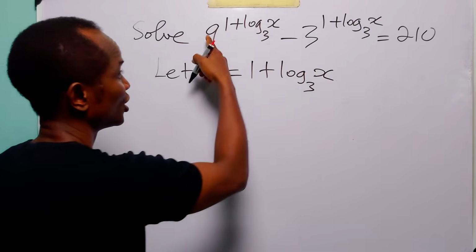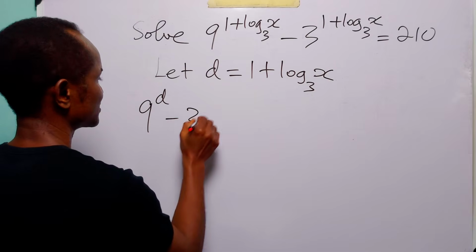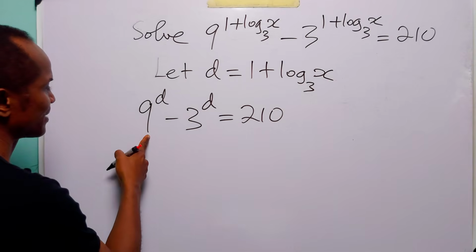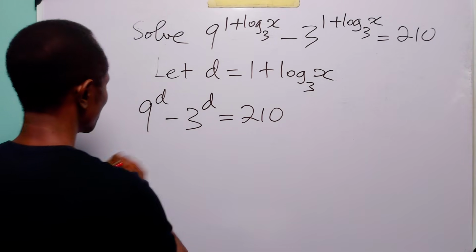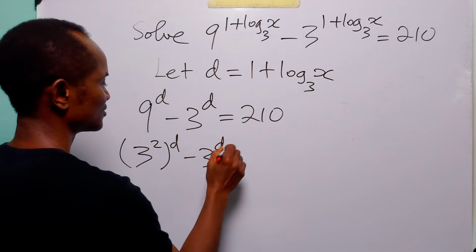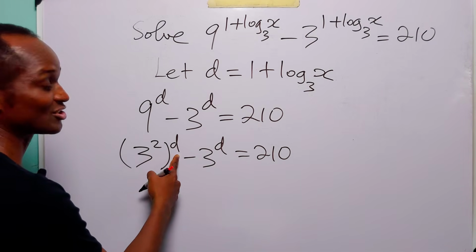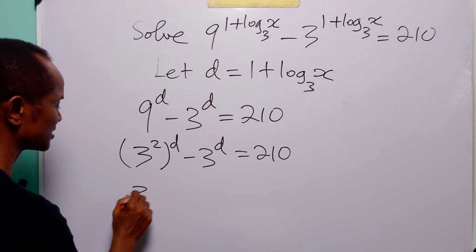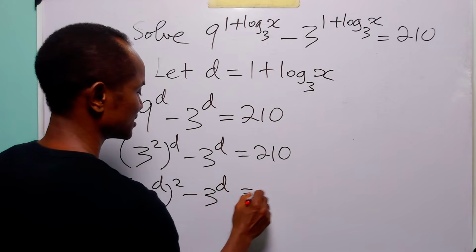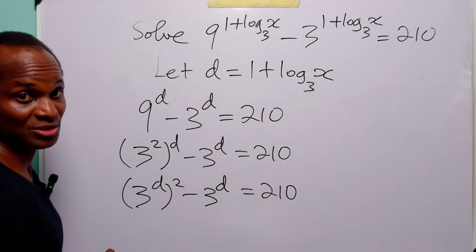And with this substitution, the original equation becomes 9 to the power d minus 3 to the power d is equal to 210. But remember that 9 is equal to 3 squared. So we can write this as 3 squared to the power d minus 3 to the power d is equal to 210. And of course, you know that we can interchange these two powers. When we do that, this equation becomes 3 to the power d squared minus 3 to the power d is equal to 210. At this point, we have to do another substitution.